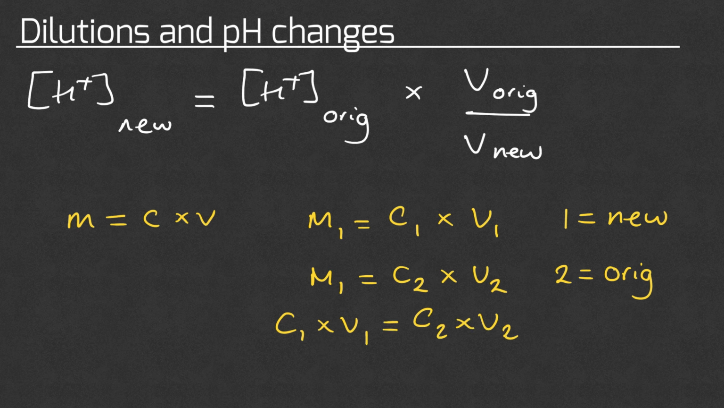This means we can set both equations as being equal to each other. So the new concentration times the new volume will equal the original concentration times the original volume. By rearranging this equation, you'll see it matches the one that I've written at the top. This proof can be useful in case you forget the equation at the top. You can always work out how to do your dilution by using the first principles of moles equals concentration times volume.